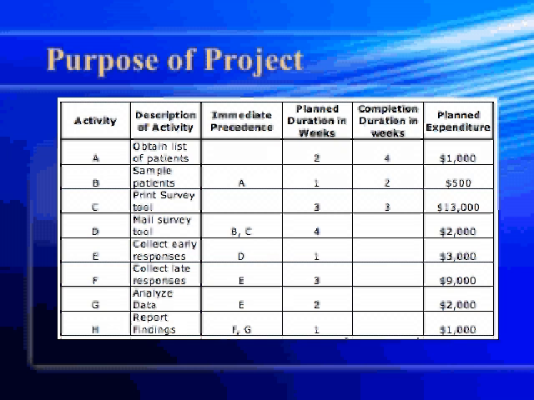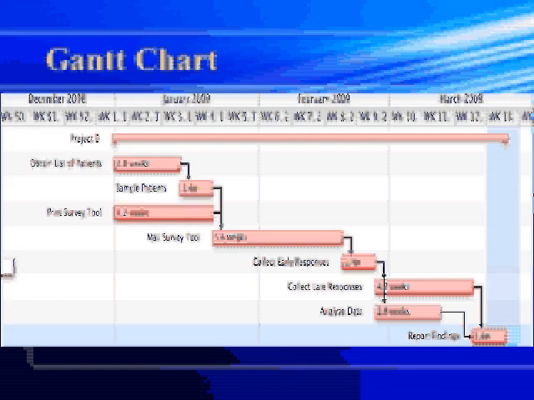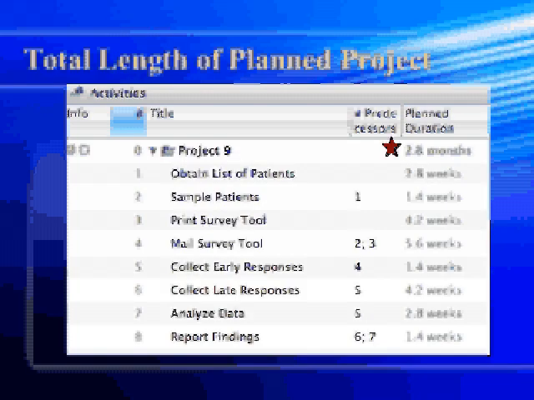By using the information in the previous chart, I created this Gantt chart of the project. To prepare this chart, the planned durations were used for the length of time for each activity. Note the corresponding predecessors for certain activities. The Gantt chart also shows that tasks C and G, print survey tool and analyze data, are not on the critical path. This is important to know for the calculations done later in this presentation. Based on these numbers, the planned duration for this project is about 2.8 months.